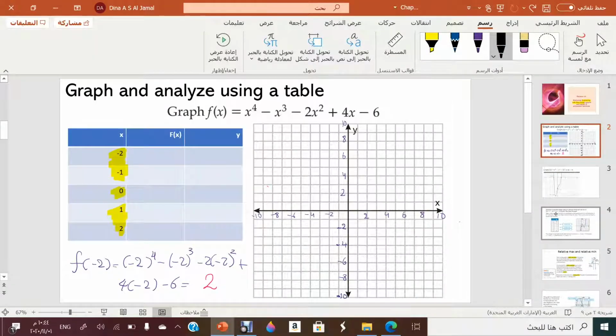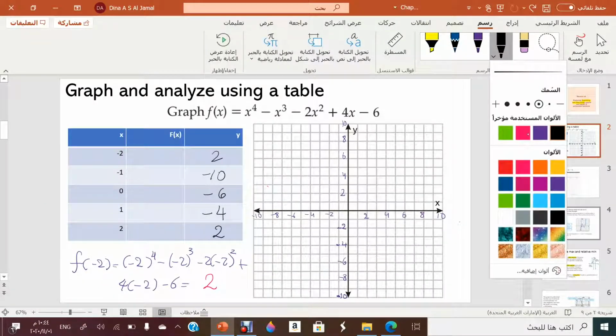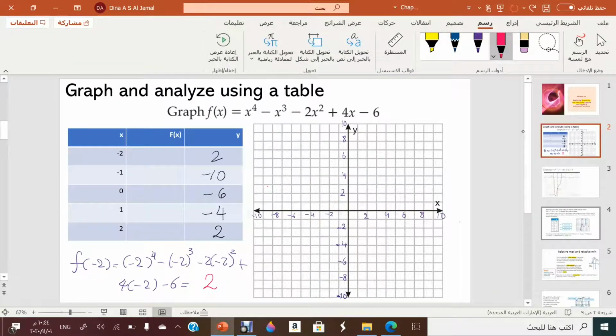So if you substitute all the values, you will be getting 2, -10, then -6, then -4, then 2. So let's study and analyze this polynomial only using the table without the graph. So first of all, guys, you are having here a change in the sign of f of x, positive then negative. That means you are having a root between x equals -2 and x equals -1.